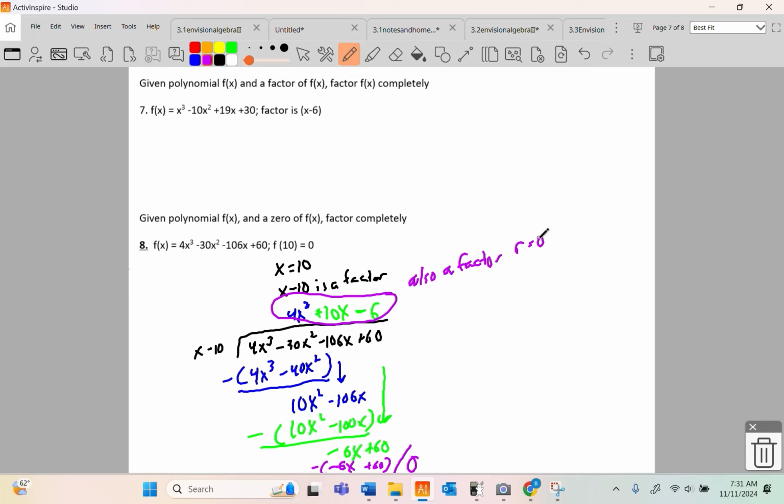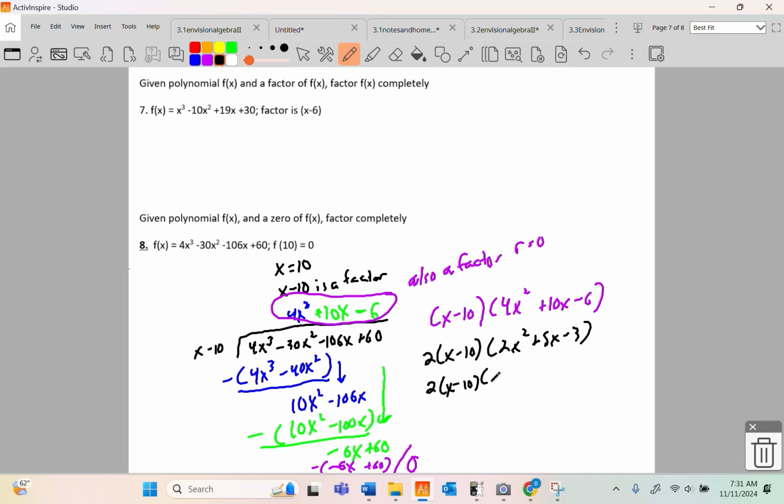So right now, here's what I have. I have x minus 10 times 4x to the second plus 10x minus 6. And if I think about this guy right here, I notice that all three pieces are divisible by 2. So I'm going to pull a 2 out of it. That's going to make it easier to factor. I put the 2 out front because that's customary. Numbers go out front.